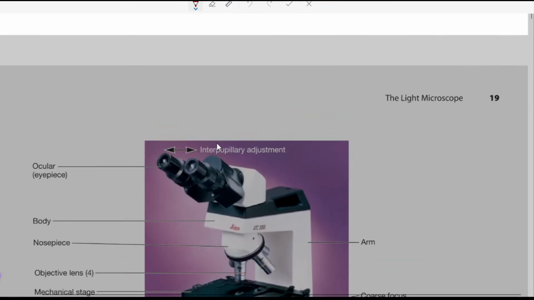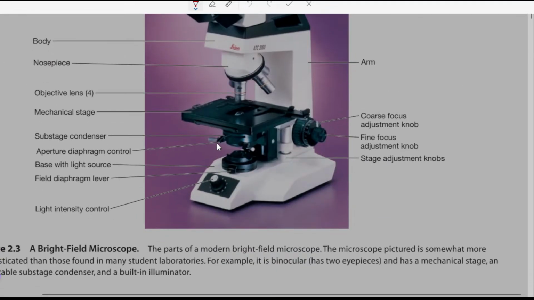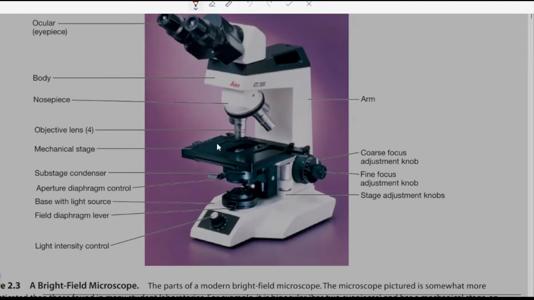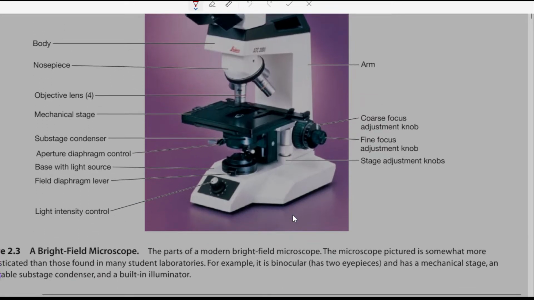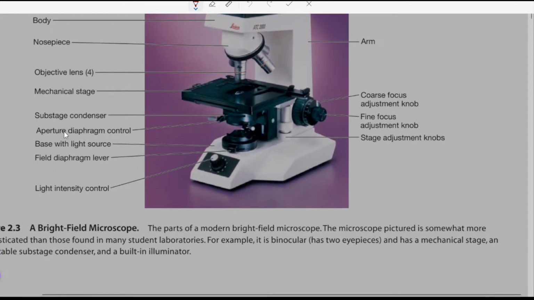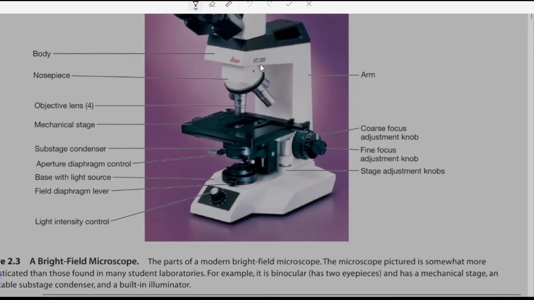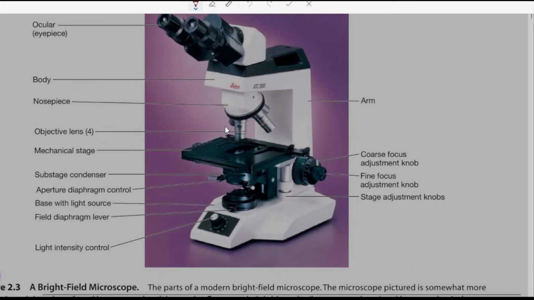And it is not just about the eyesight. Usually it is about eyesight. If you are perfect, you have to point it to where you can see it perfectly fine. And stage adjustment knobs, aperture, diaphragm control. I don't know what the diaphragm control is. Maybe we can read it in the future. Base with a light source, objective lenses, 4. It can be only one. In our lower classes, we usually have only one magnification, and it can be more than 4, 5. It can be 5 or it can be 6. And yeah, that's all.